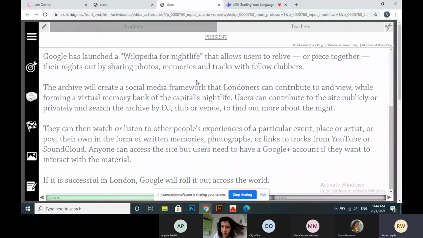From that, which vocab do you think they would struggle with? I think the first word, launched, would be quite a struggle. Or pieced together, that wouldn't really make sense. Fellow. Yeah, fellow. Archive, possibly framework. Memory bank. Forming a virtual memory bank. There's lots of them.